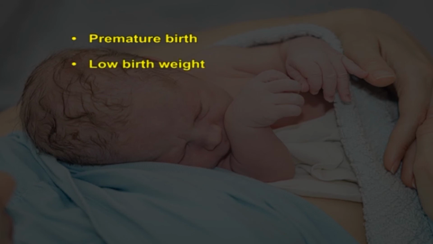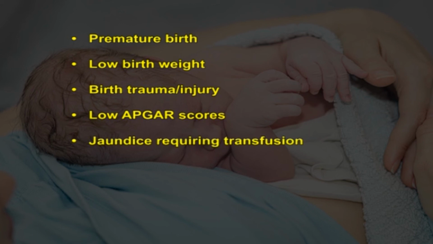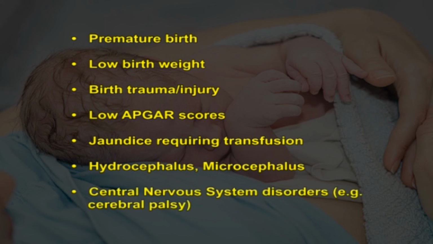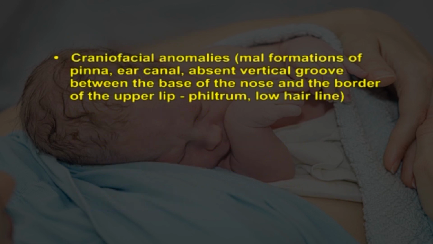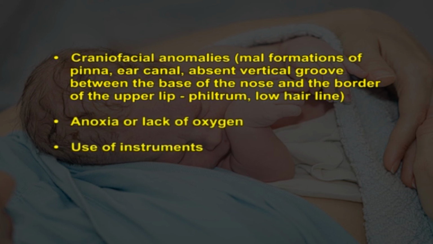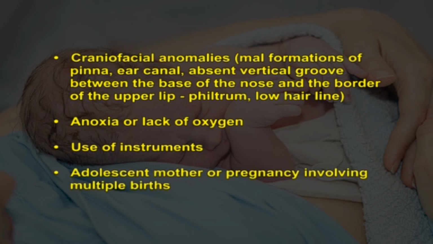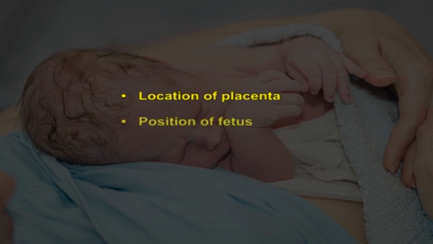The next is natal causes. Premature birth, low birth weight, birth trauma or injury, low APGAR scores, jaundice requiring transfusion, hydrocephalus, microcephalus, central nervous system disorders, that is cerebral palsy, craniofacial anomalies, that is malformation of pinna, ear canal, absent vertical groove between the base of the nose and the border of the upper lip, and low hairline, anoxia or lack of oxygen, use of instruments, adolescent mother or pregnancy involving multiple births, location of placenta, position of fetus, membranes rupturing early.